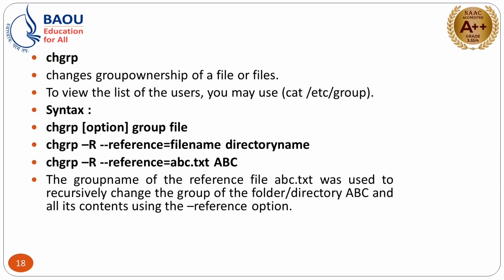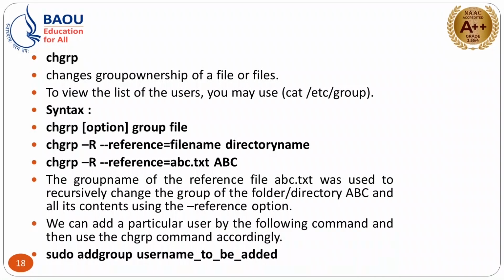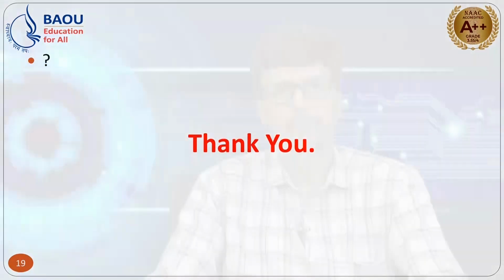Now suppose again you want to assign a particular group name, if you want to take the reference from a particular file, in that case you can pass the reference option. So whatever the permissions of abc.txt, or whatever the owner or group information of abc.txt, that will be assigned to this abc folder or abc directory. If you want to add a group or add a user, as we mentioned in the previous session, you can use the addgroup or adduser command on the command prompt, right.